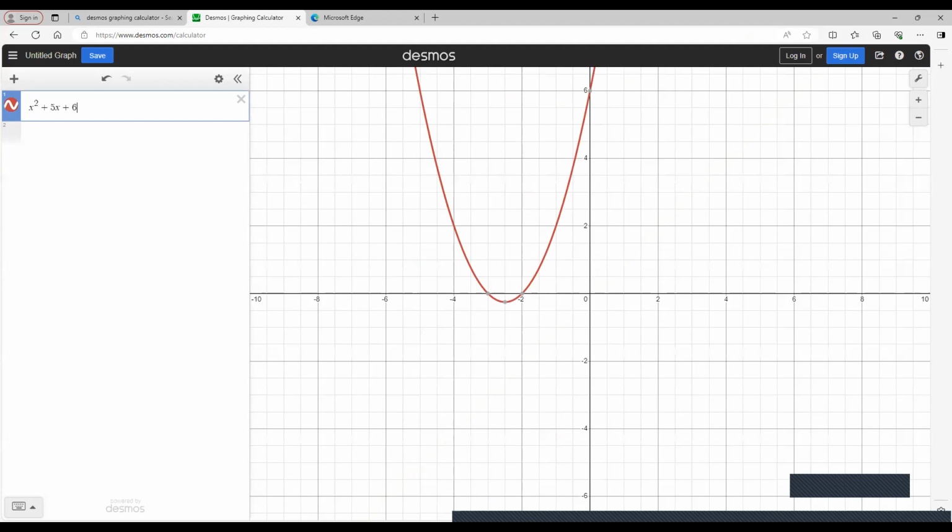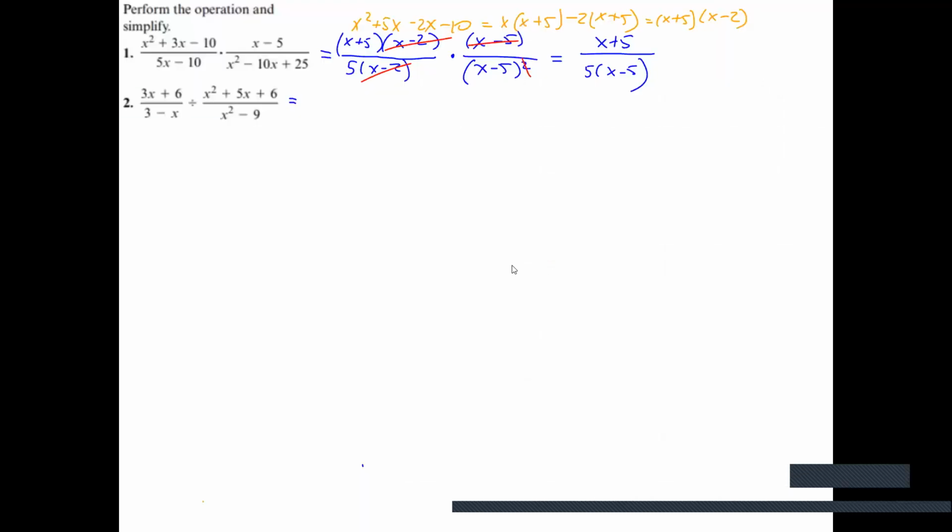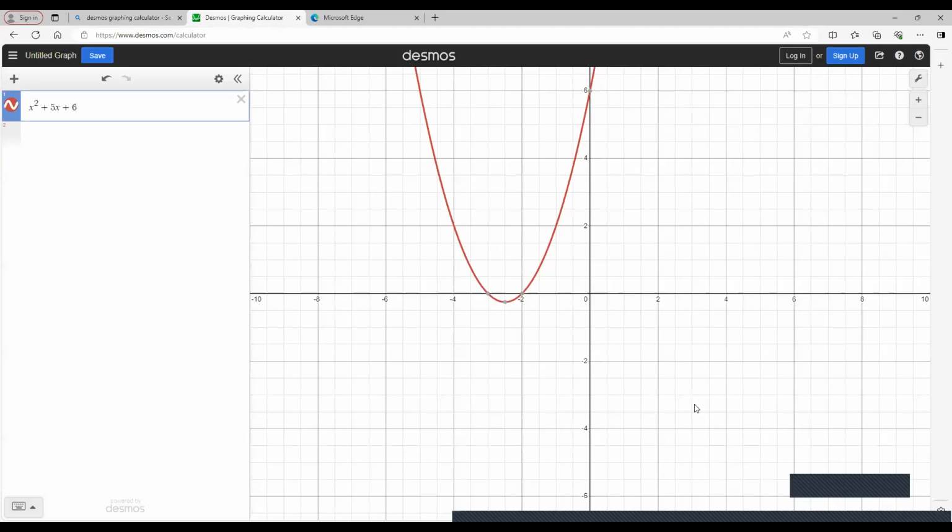Consider, okay, so what we have here. Okay, so now minus 3, minus 2, right? x squared plus 5x plus 6. That's the graph. Minus 2, minus 3.